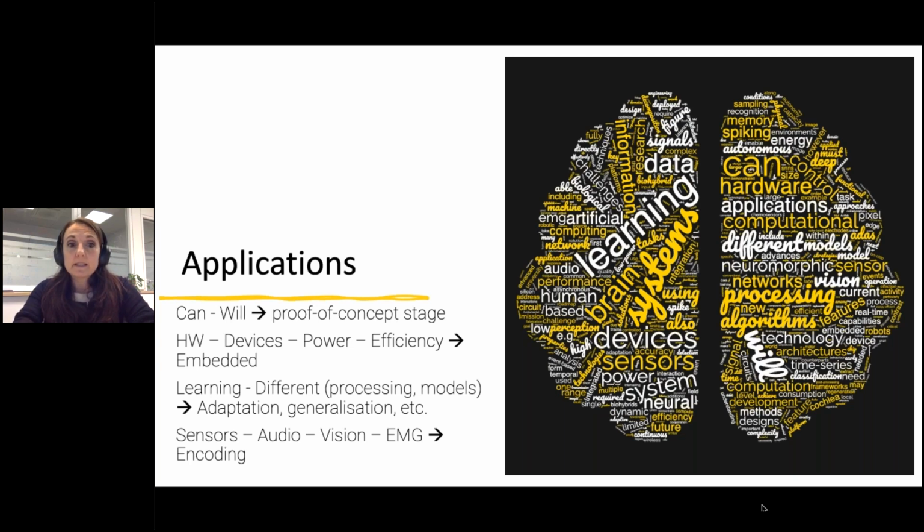The other words that you can see here are sensors, audio, vision, EMG. What is really important in neuromorphic engineering is how you acquire the information from the external world. And therefore, the root of the system is really in which systems we use and which strategies we use to acquire information. Then once this information is encoded, we can use neuromorphic computing to take decisions and devise systems that are autonomous.